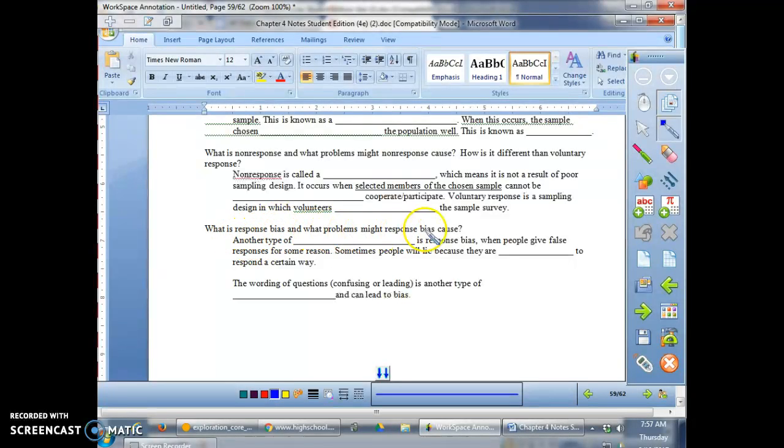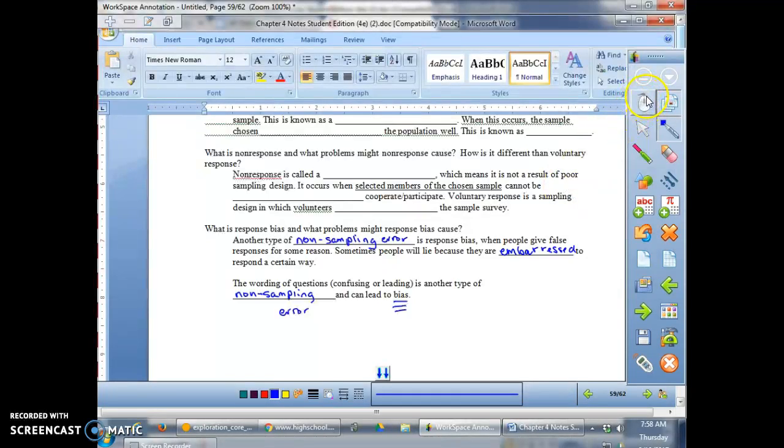Okay, so the final little type here. What is response bias and what problems might response bias cause? So this is another type of non-sampling error. Response bias is when people give false responses for some reason. Sometimes people will lie because they are embarrassed to respond a certain way. They may feel guilty about the response. So the final one is the wording of a question. Again, this is another type of non-sampling error. When questions are leading or confusing, it will lead to bias again. So many reasons you can end up with bias.